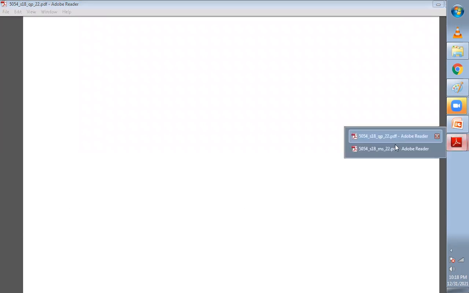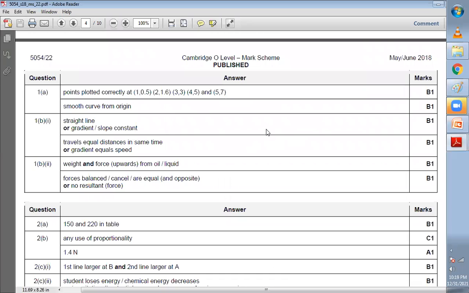Before we go to the next question, let's have a look at the marking scheme. My dear students, on your screen, you can see the marking scheme of question number 1 showing up. It's May, June 2018, 2-2 paper. Question number 1, and you can have a look at the marking scheme. You can pause the video and take your time with this marking scheme.